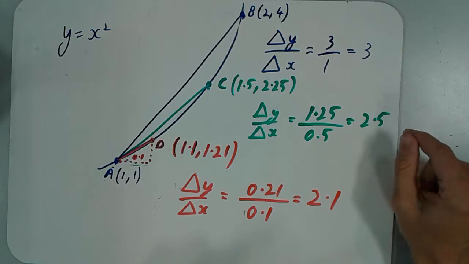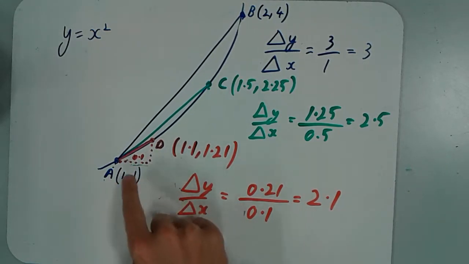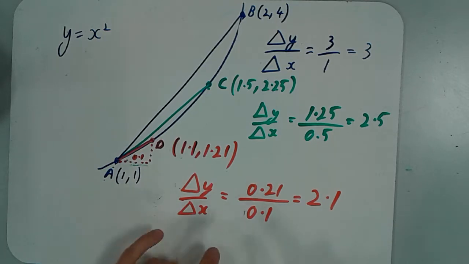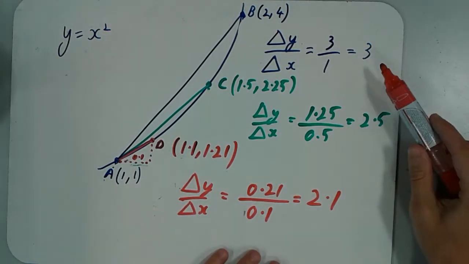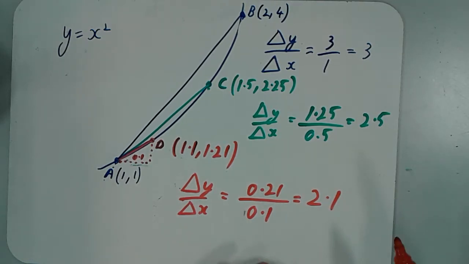If you want to see a better example of this, please use the GeoGebra file attached, and then you can move the points as close as you want, and you'll see that the gradient gets closer and closer to the value that you can kind of see it's getting closer to here. It's getting closer to 2. And that is in fact the gradient at that point.